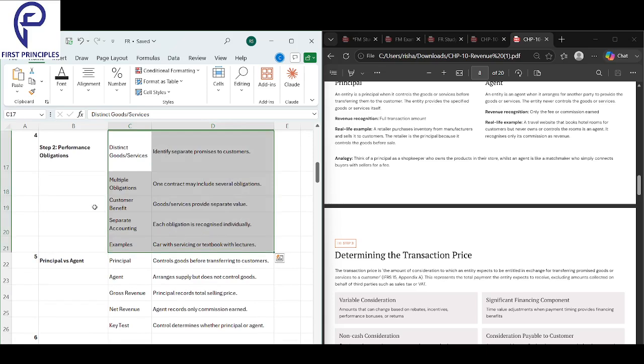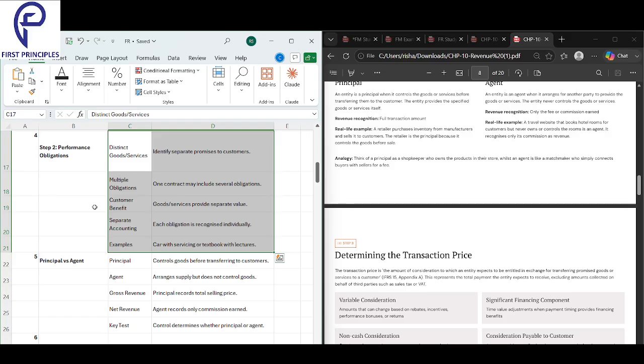Next, performance obligations. So within one particular contract, there can be multiple performance obligations. So you have to identify all the performance obligations. Like for example, you buy a car, the company can give you the car and it can also give you servicing. So the company has two obligations, not just one. Similarly, you can also get the textbook and the lecture. So there are again two obligations here. Each obligation is recognized individually.